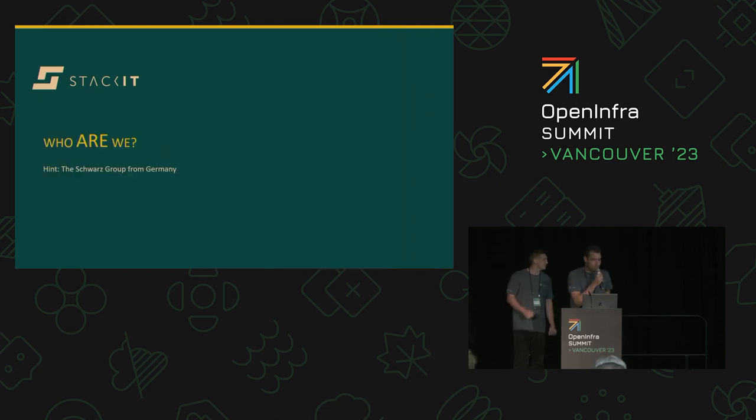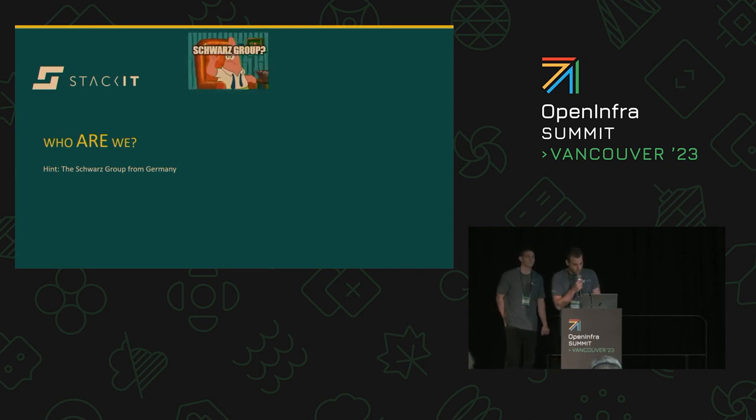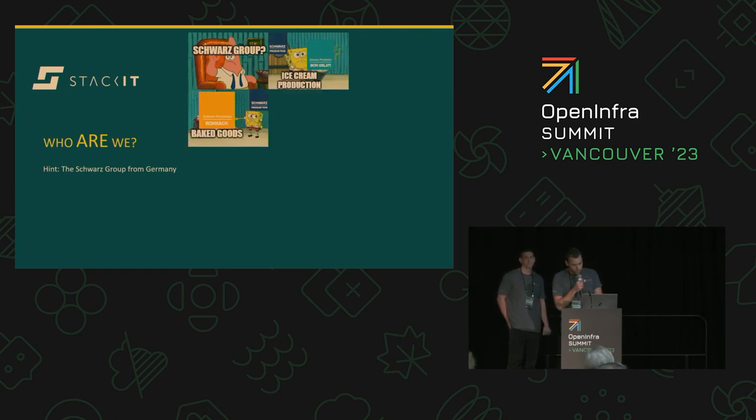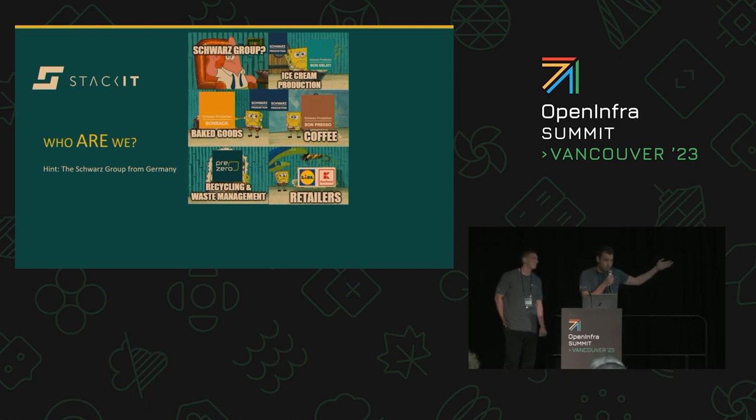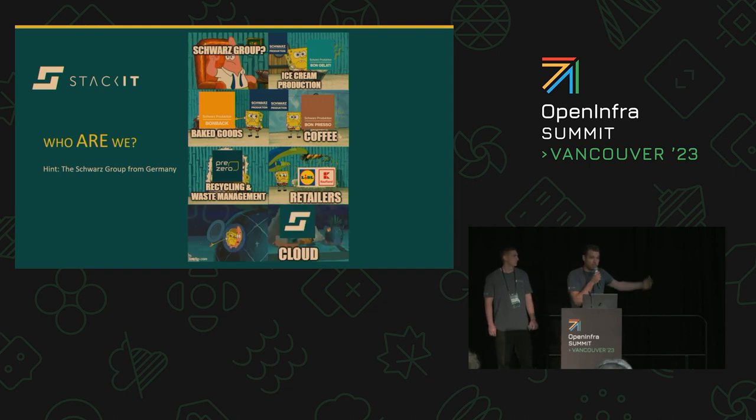STACKIT Cloud is a part of the Schwarz Group. Most of you coming from Europe maybe know the Schwarz Group. The Schwarz Group consists of many production facilities, baking goods, ice cream, coffee. We do waste management and recycling. But most of us know us for our retail brands. Basically, part of the Schwarz Group is Kaufland and Lidl. But we are also a cloud.